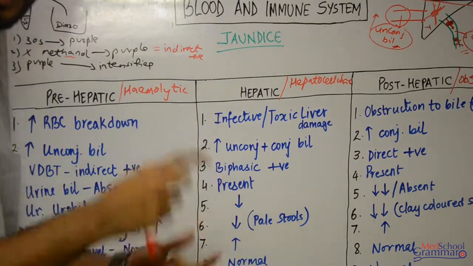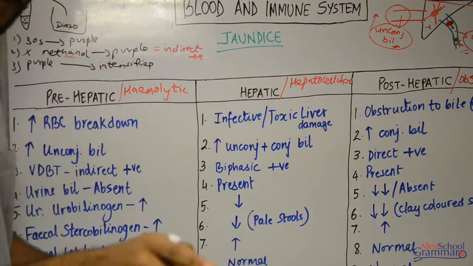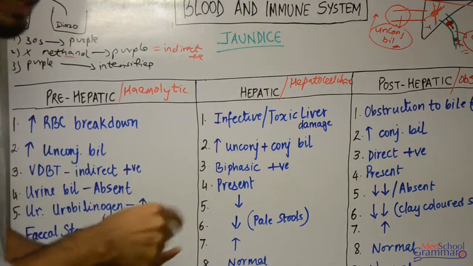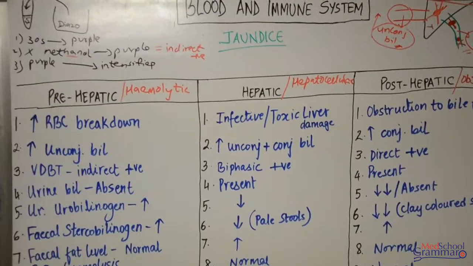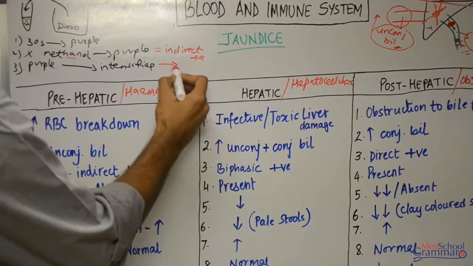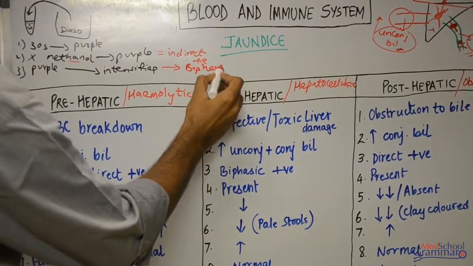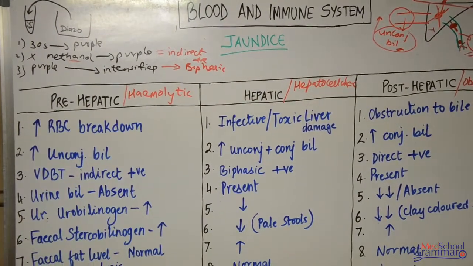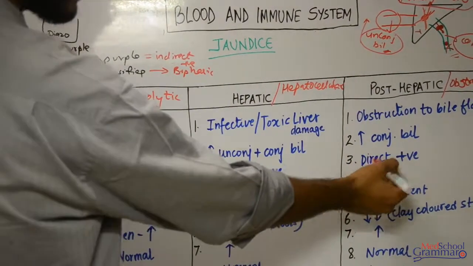So we can say that the sample has both conjugated and unconjugated bilirubin, and this means that the patient is suffering from hepatic or hepatocellular jaundice. So this is the biphasic reaction. Therefore, we have seen that biphasic reaction is given positive by the hepatic or hepatocellular cases. Moving on to the third type, that is direct positive.